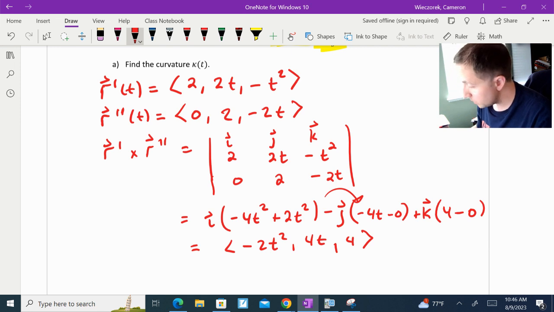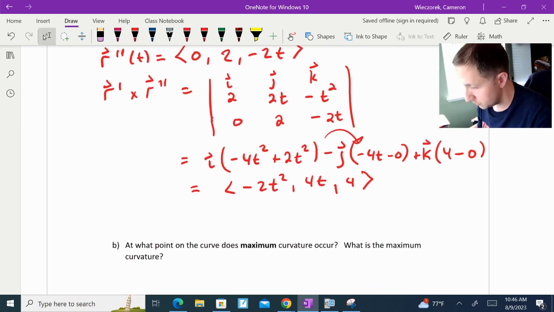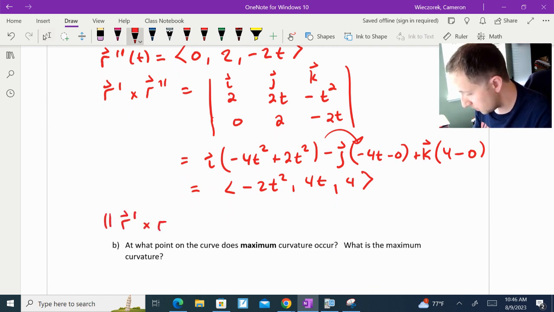Okay, we need the magnitude of that cross product. I'm running out of space here. I'll keep going. So magnitude of r prime crossed r double prime. I'm going to keep my t's just to be consistent here. So r prime of t, it's kind of implied that it's a function of t.